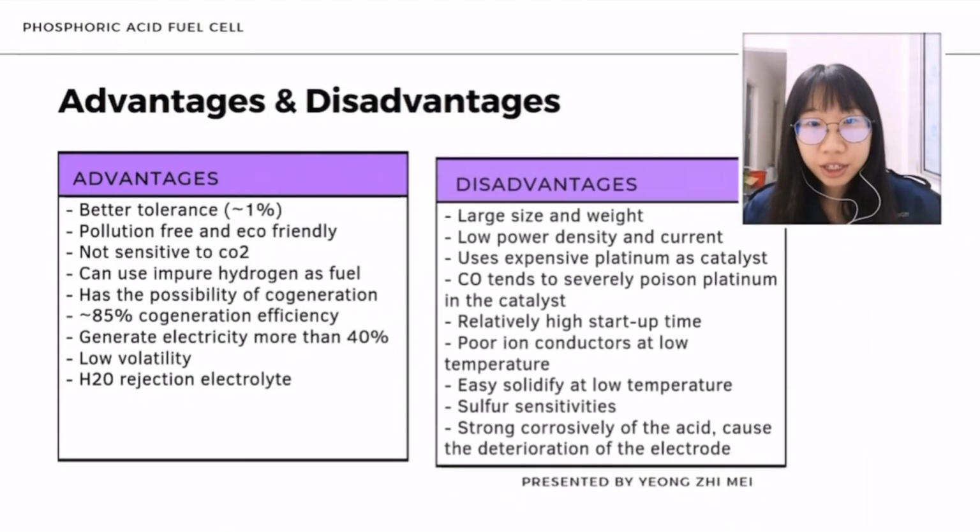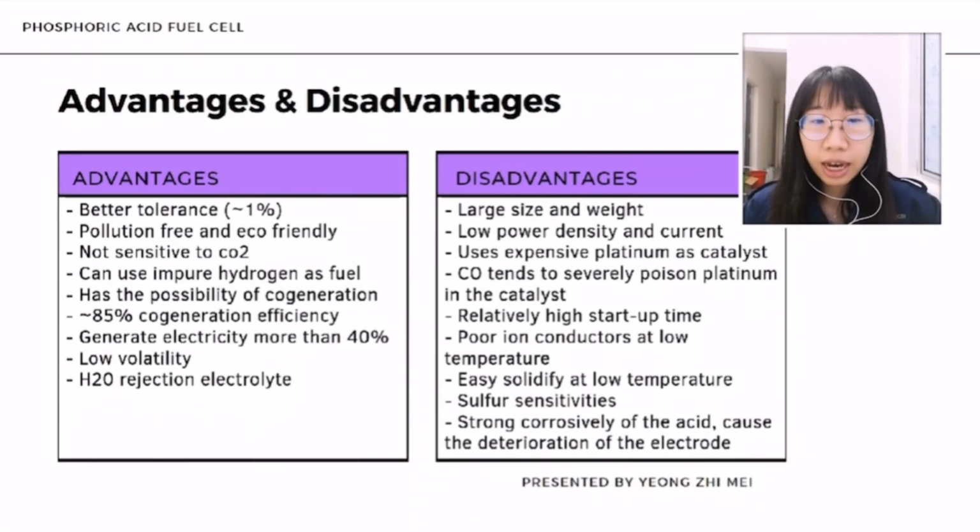The disadvantages of the phosphoric acid fuel cells are that they are large and heavy. Compared with other fuel cells having the same weight and volume, they are relatively less powerful, with low power density and current. Phosphoric acid fuel cells are also expensive as they use a higher loading of expensive platinum as catalyst. Carbon monoxide tends to severely poison the platinum in the catalyst.